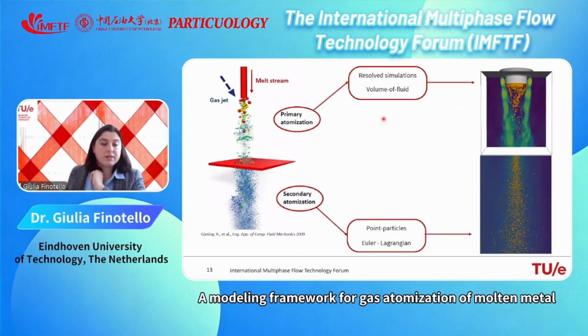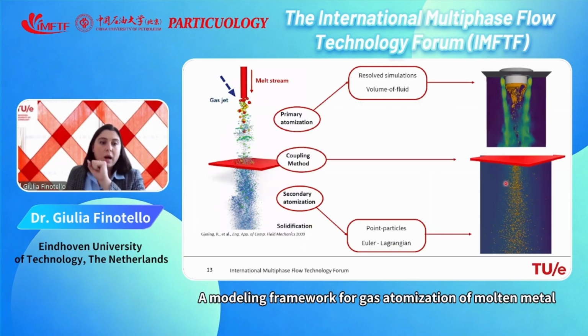For the bottom part, instead, for the secondary atomization, we are not able to use the same technique because it would be computationally intensive. So we are using an Eulerian-Lagrangian framework, so a point particle framework. Of course, you already see here that these are very different techniques. So I will also need a coupling method where I have to connect the two, as an input.